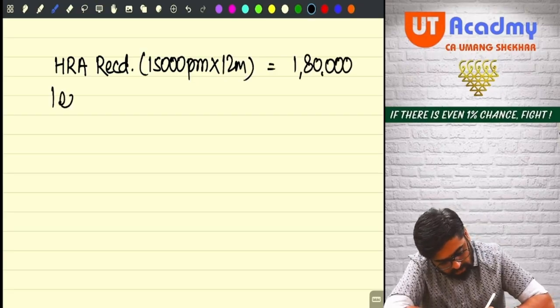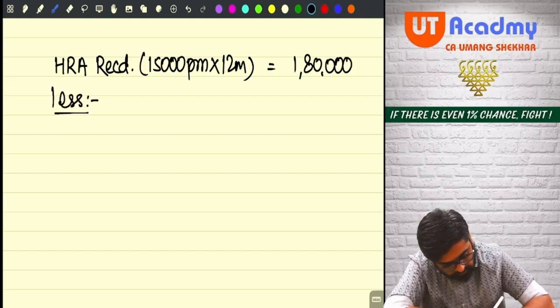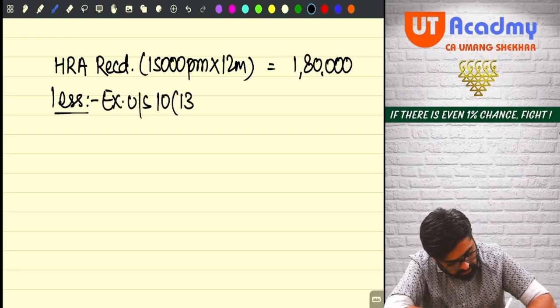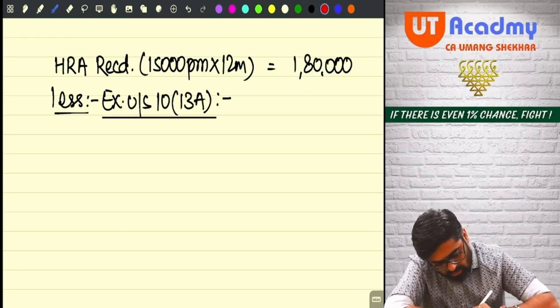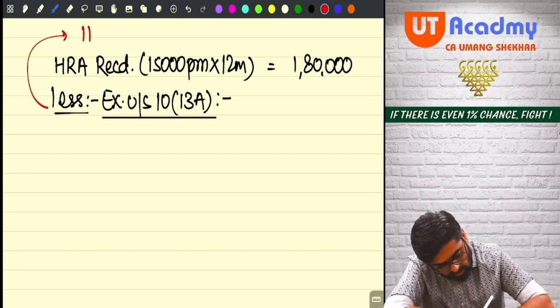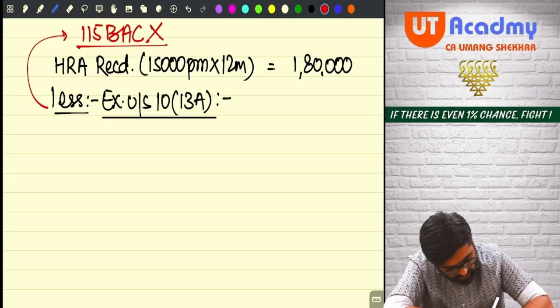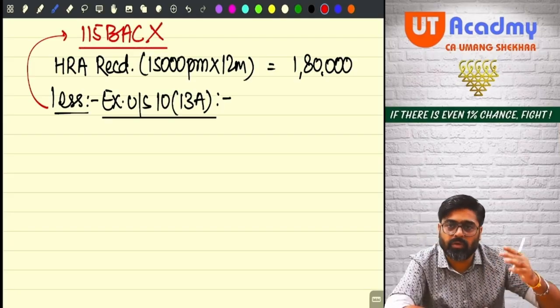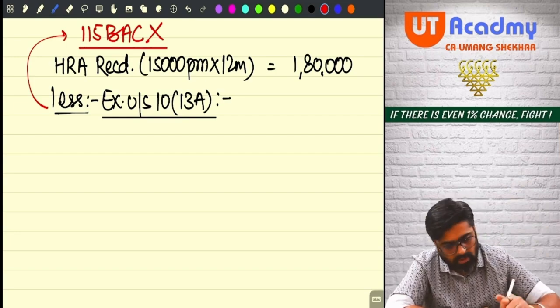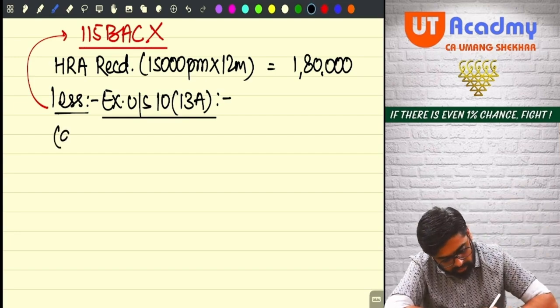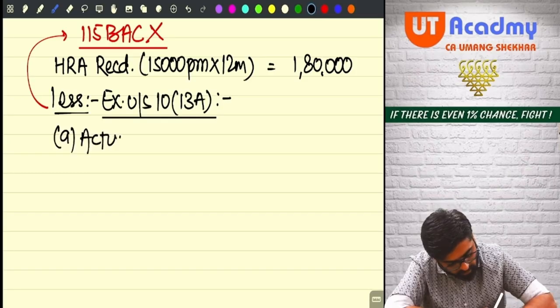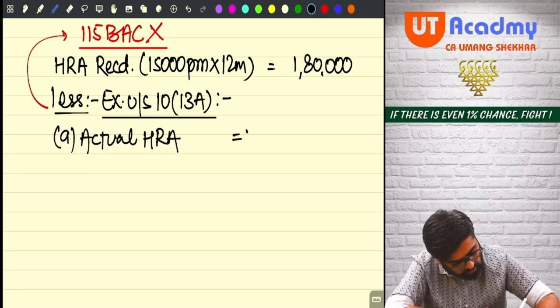Now out of that he is going to claim exemption under section 10(13A). And why is he claiming the exemption? Because he is not following 115BAC, he is shifting out of 115BAC. Hence, he is claiming the exemption. Otherwise, you would have shown this amount fully taxable. So, A: actual HRA, that is 1,80,000.